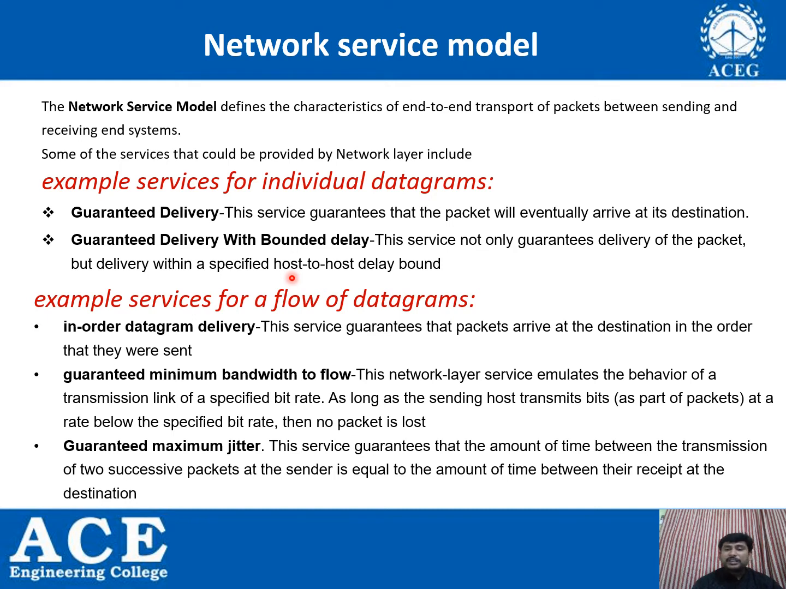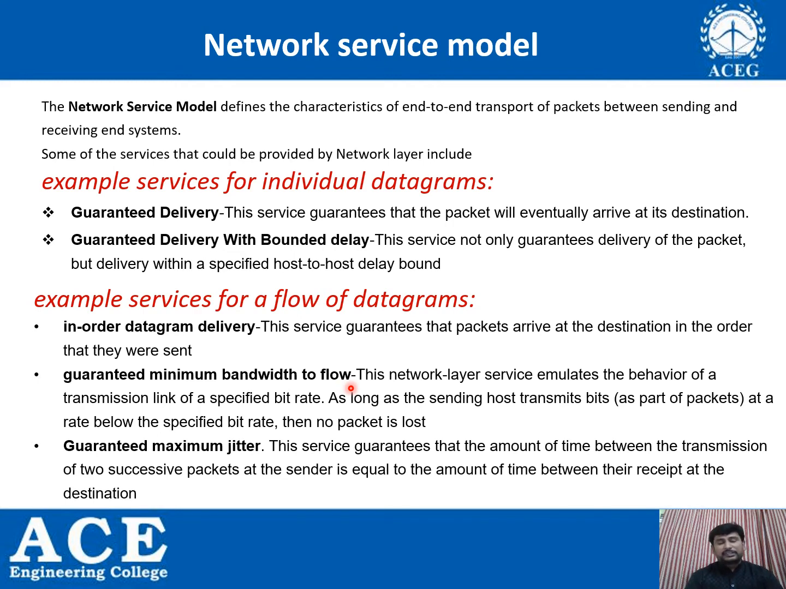These are concerned with individual datagrams. Now, what are the services that a network layer can provide for a flow of datagrams, meaning more than one datagram? First, in-order datagram delivery. For instance, I have sent 5 datagrams: datagram 1, 2, 3, 4, 5. This service will assure that all the packets that are transmitted will arrive at the destination in the order in which they were sent. For instance, I send 1, followed by 2, 3, 4 and 5. At the receiver also, the network layer will assure it will be received in the same order of 1, 2, 3, 4 and 5.